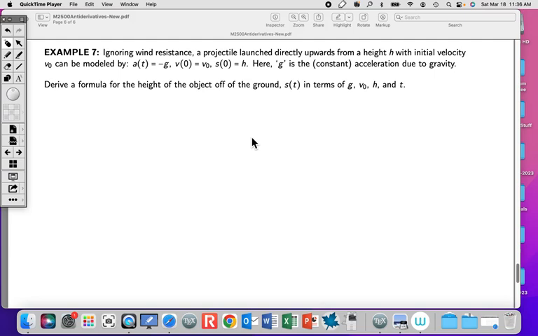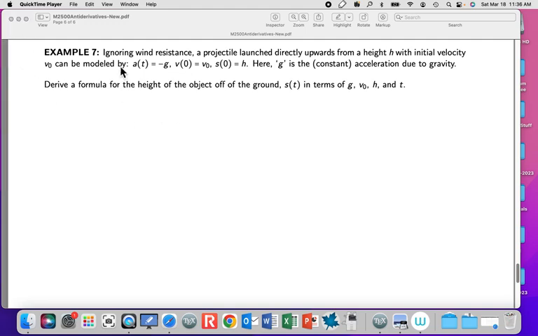Example here where we've got a little physics problem. It's an example of an initial value problem. It's a generalization of the previous example on the handout where we're just going to be given a generic situation.